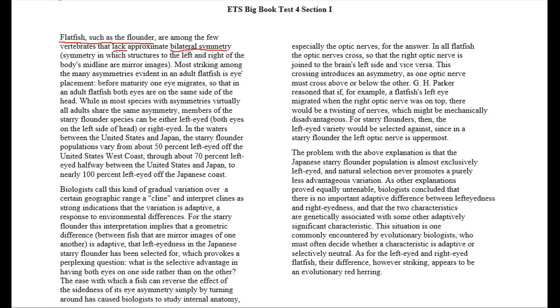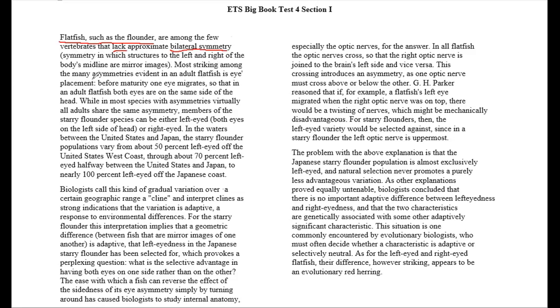Symmetry in which the structures to the left and right of the body's midline are mirror images. Okay, so just like humans have bilateral symmetry, one eye to the left, one to the right, or you have two hands and two legs. So that would be bilateral symmetry. And the passage is saying that flatfish, such as the flounder, lack bilateral symmetry. Okay. All right, let's read ahead.